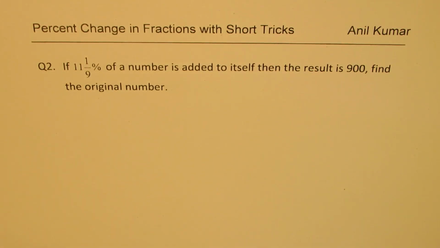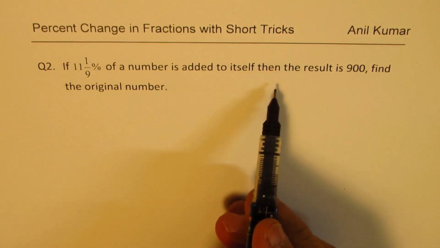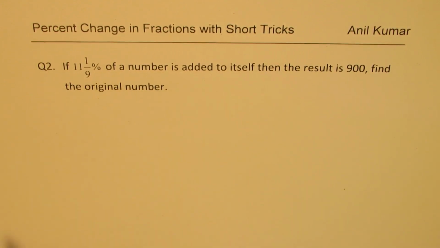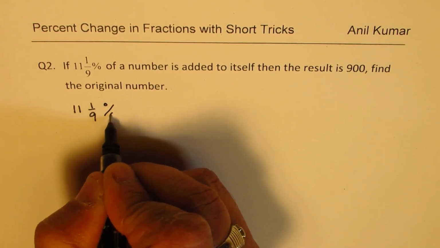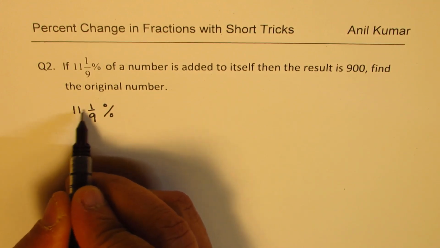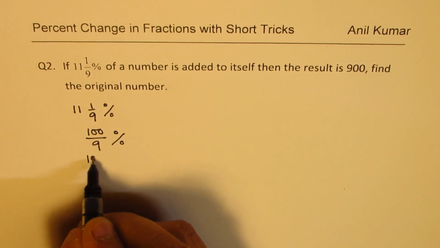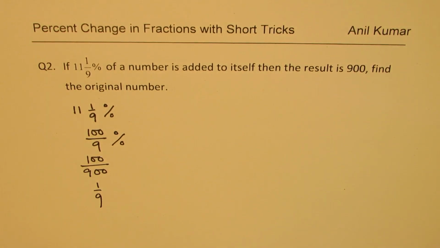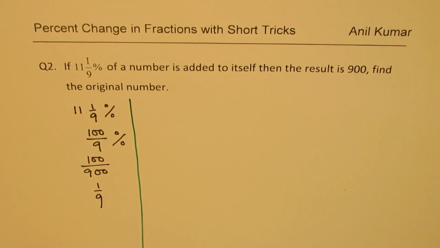Let's look into another question. Question number 2 here is, if 11 1 over 9% of a number is added to itself, then the result is 900. So it is increasing. Find the original number. Again, first step. We are given 11 1 over 9%. That really means 99 plus 1, 100 over 9%. That means 100 over 900, which means 1 over 9. So the equivalent fraction for the given percentage is 1 over 9.